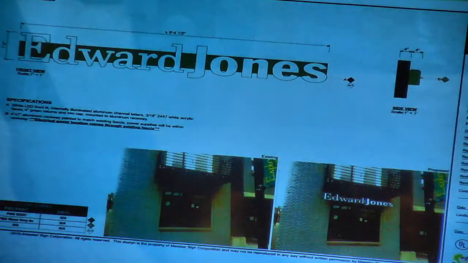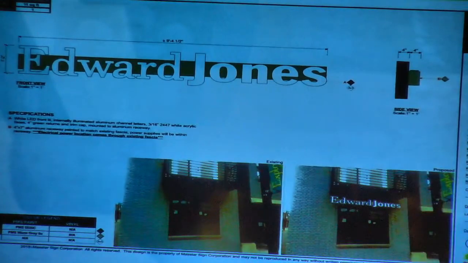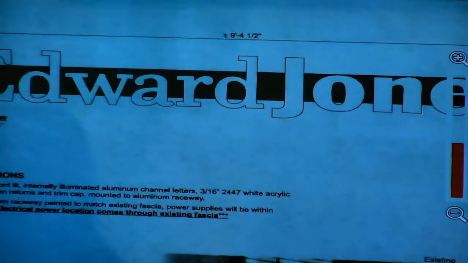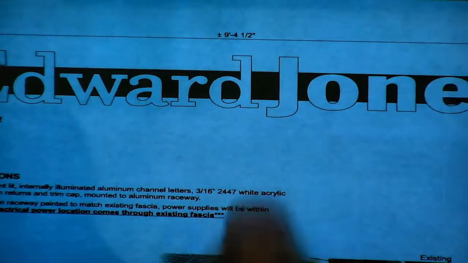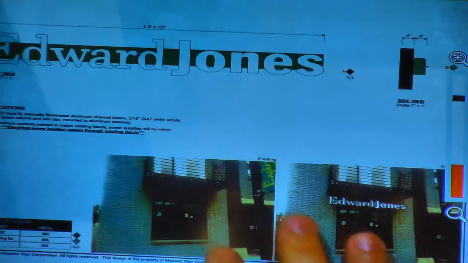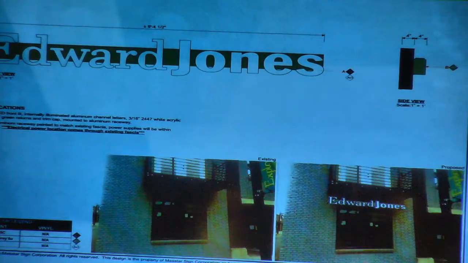I believe that I've got the answer on the sign specs. As they're calling it, the raceway behind the channel letters, painting to match the color of the building. Is that what we're talking about? So the raceway behind the letters, that'll be painted to match the building. Okay. And important question, is Edward Jones taking over the entire building? No. I don't believe that is the case, no.